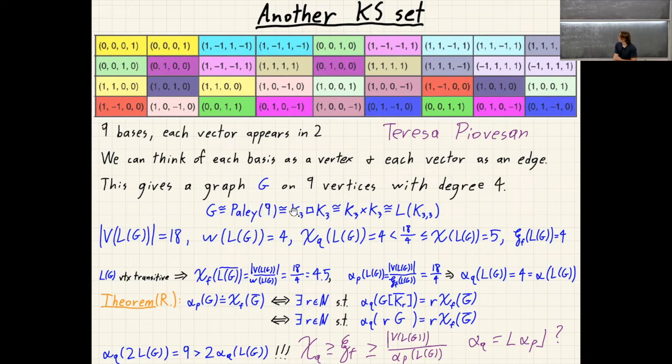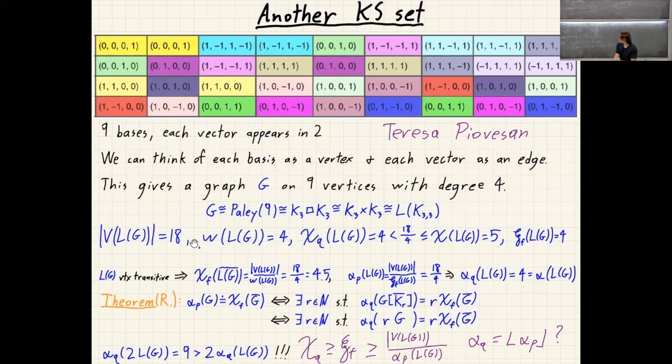Now, because of the way this graph is defined, if I take the line graph of this, then I just get the orthogonality graph of these vectors. Actually, that's a bit of a lie. There are some extra orthogonalities, but I get what's known as an orthogonal representation, which is enough. So if I take L of G, the line graph of G, I get this graph on 18 vertices.